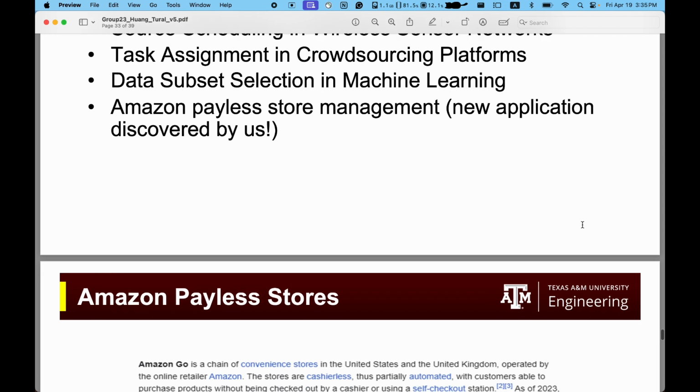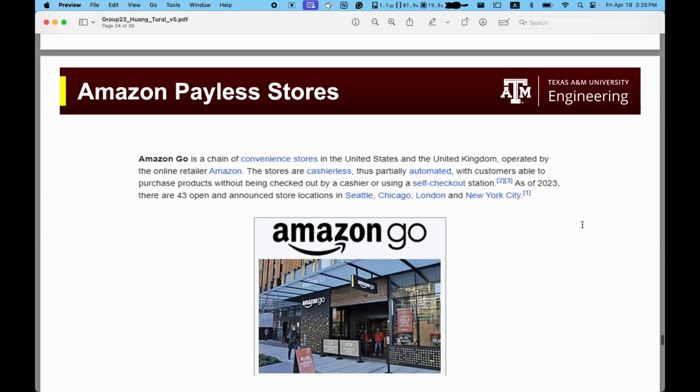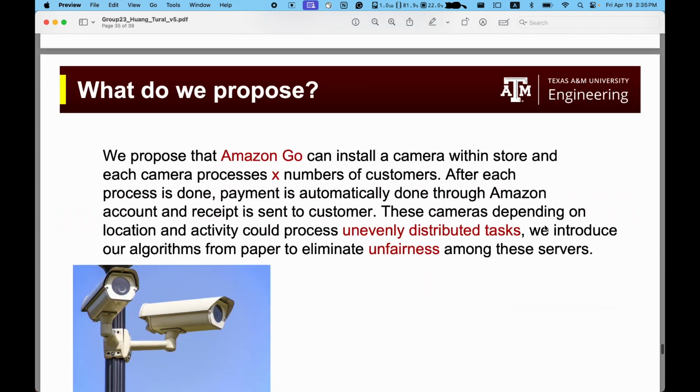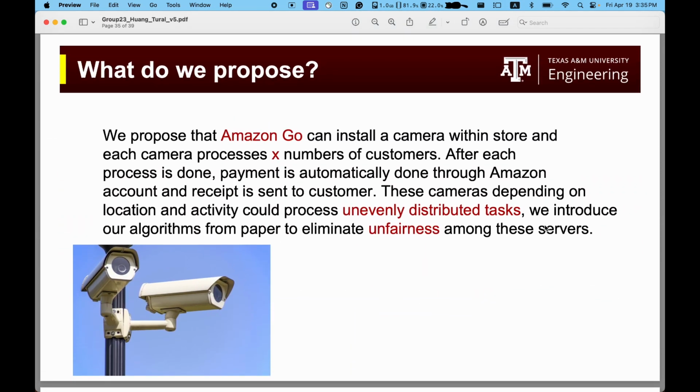So let's explore more about what we mean by our new application. Amazon has a new store with this new technology where you can walk into the store and you don't even have to pay. You don't have to do anything. There's no cashier, there's no self-checkout. You just pick out whatever you want and walk out. There are actually some stores in Seattle, Chicago, London, and New York City. But what do we propose? We propose that Amazon uses their camera systems to process data and send information and receipts back to their customers. But also, a store could be very big.